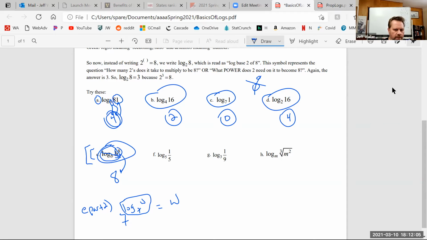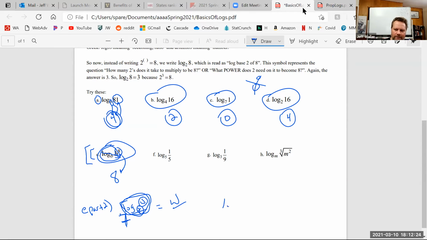So now watch this. If this is the power that 7 needs on it to become W, what do I get when I raise 7 to it? I get W. I don't know if anybody understands what I just said. Very few ever do. And it's just such a beautiful thing.